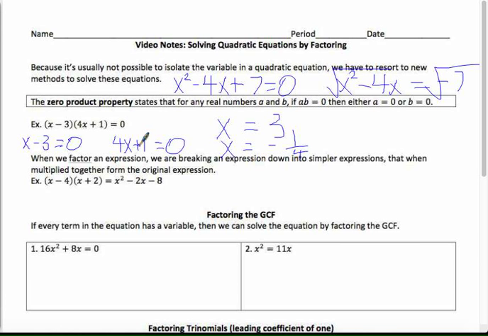So first, let's talk about what factoring means. When we factor an expression, we're breaking it down into simpler expressions that, when multiplied together, form the original expression. Just like if you were to factor a number, like 6 is equal to 2 times 3, right? When you factor a number, you're breaking it down into smaller numbers that multiply together to make the original number. When we factor an expression, it's the same thing. We're breaking an expression down into smaller and simpler expressions.